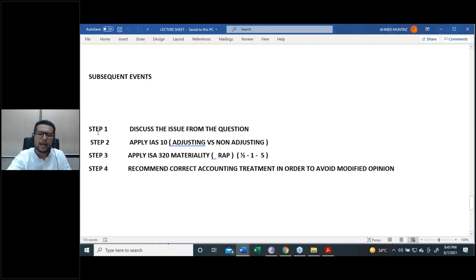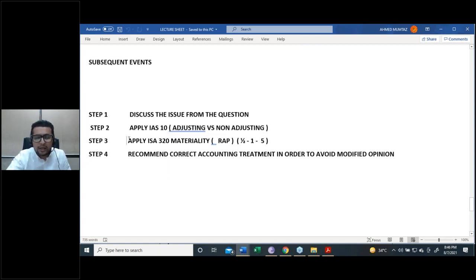Step 1, I will share the sheet, don't worry. Step number 1, you have to discuss the issue from the question, keeping it very brief. Step number 2, apply International Accounting Standard 10, and according to IAS 10, conclude whether the event is adjusting or non-adjusting. Step number 3, apply ISA 320 materiality, that is a rule of thumb: 0.5% for revenue, 1% for assets, and 5% for profitability, and conclude whether the issue is material or not.